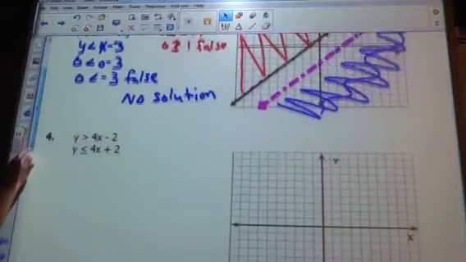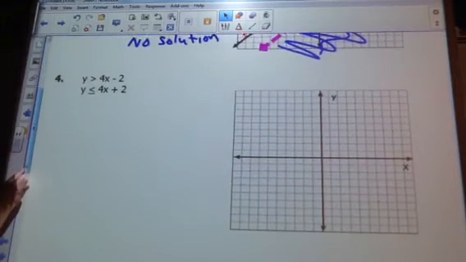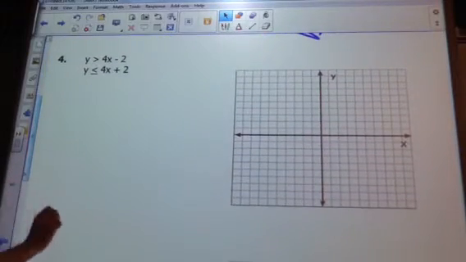Alrighty, let's do another one. Let's see y'all do this one on your own, okay? If you get stuck, look up here.